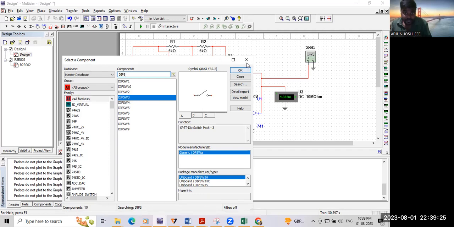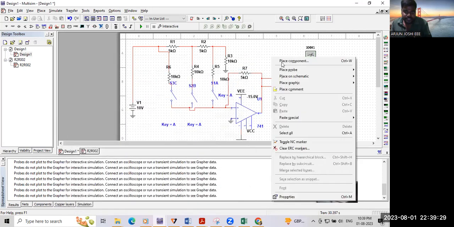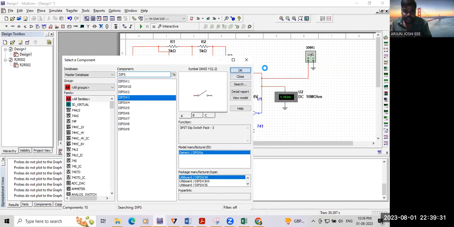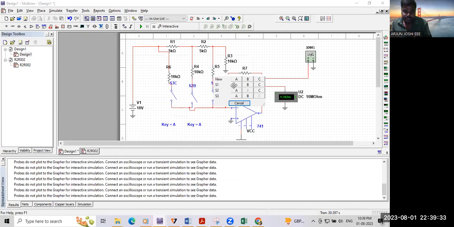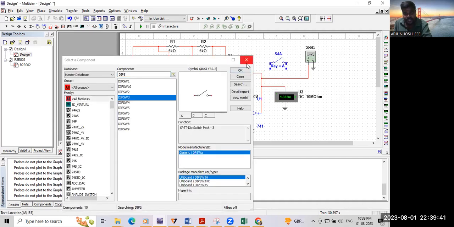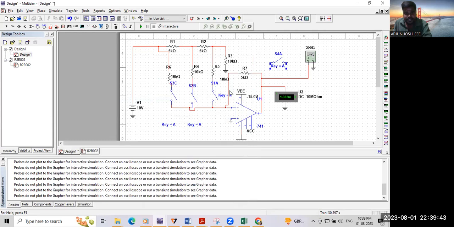DIPSW3. We need 3 switches, so that's why I'm going to select D3. Here A, B, C. You can select any one. This is how I'm going to select the switch. Then you can rotate it and connect it in series with these resistors. You know all these things.